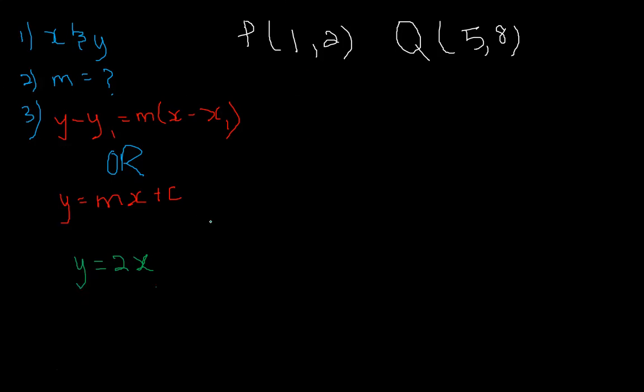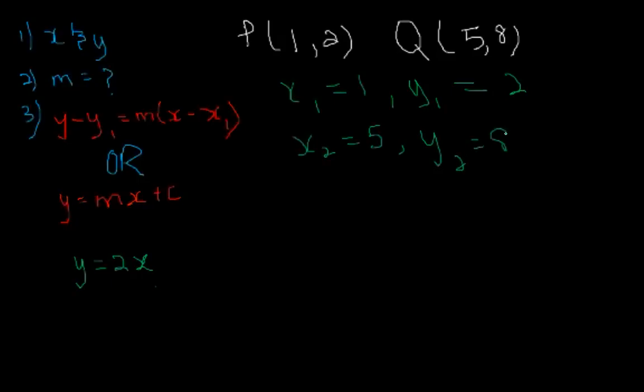Okay. All right. So the first step, identify x and y. I want P to be my x1 and my y1. So x1 is 1 and y1 is 2. And I want Q to be my x2 and my y2. So x2 is equal to 5 and my y2 is equal to 8.